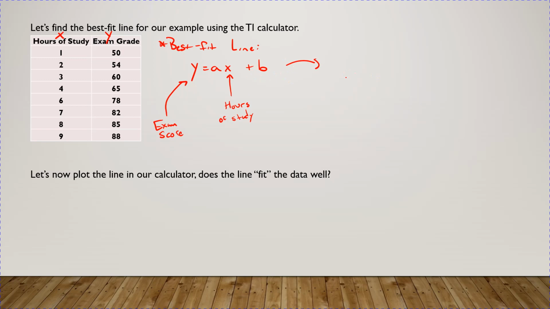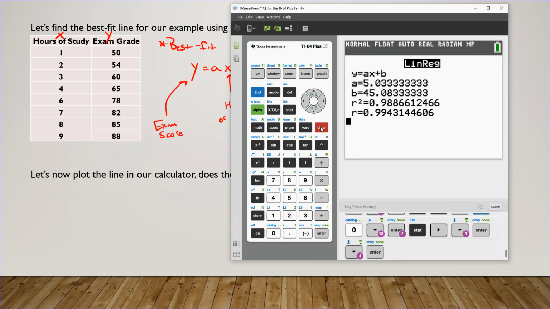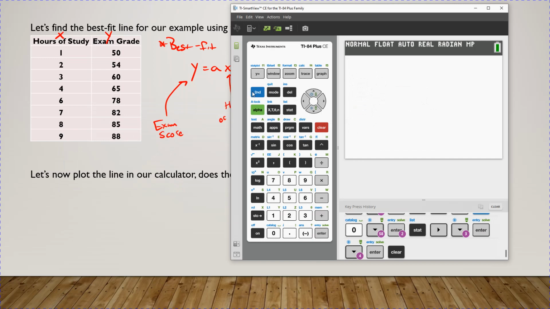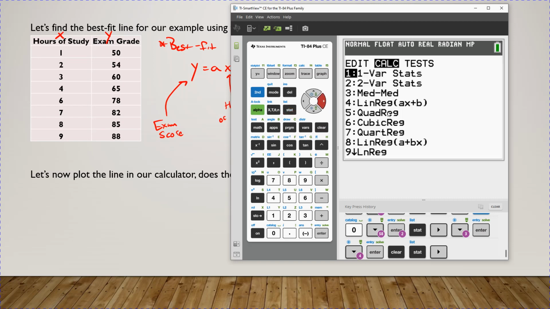So grab your calculator. The way this is done is the same way you get the correlation value. In your calculator, you're going to press the stat button. You're going to scroll over to calc. And you see option number 4, it's called LinReg. That stands for linear regression. So this is the method to find the best fit line. It says LinReg ax plus b.